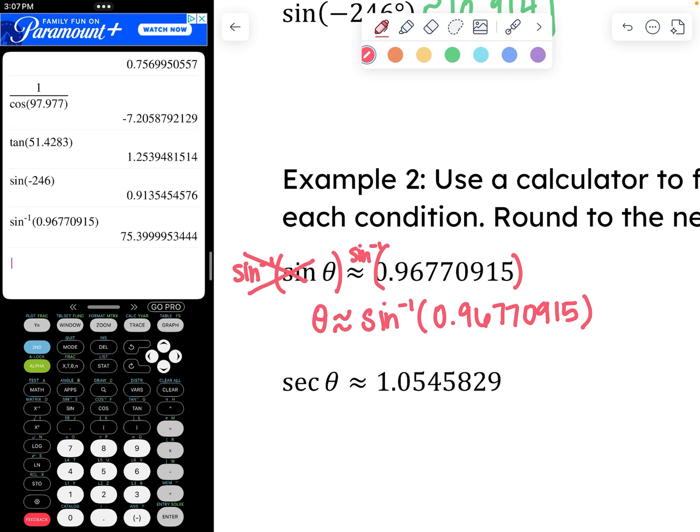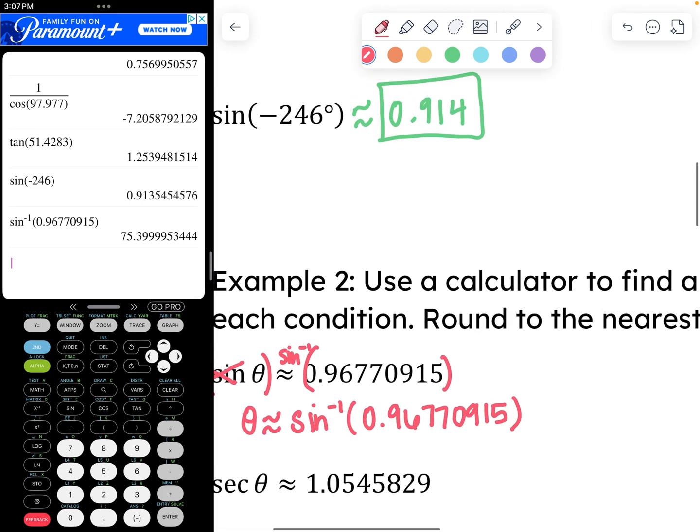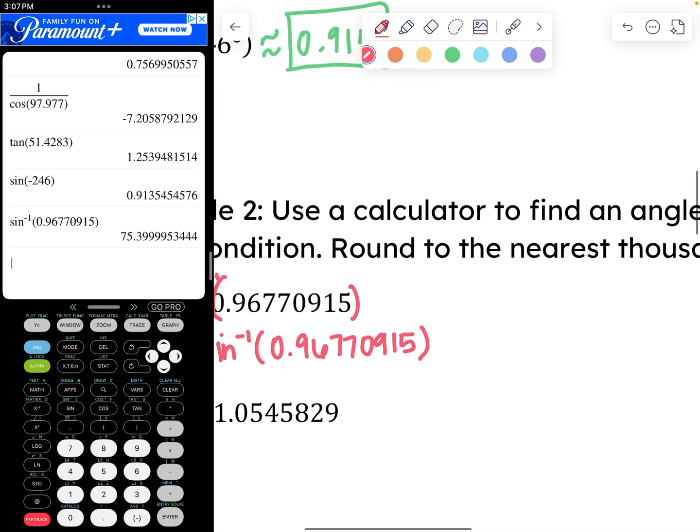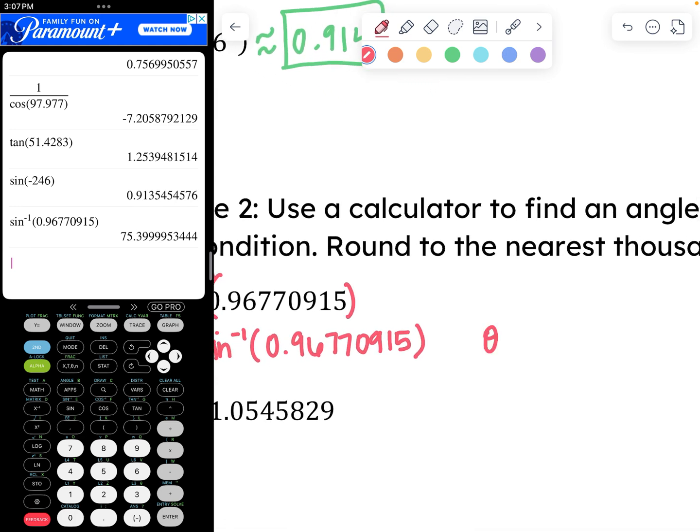Okay, that spits out a decimal. Our directions say round to the nearest thousandth. So once again, rounding to 3 decimal places. So theta is approximately 75 point. And notice, excuse me, we've got 3, 99999, so that's actually going to round up to 75.4 degrees.